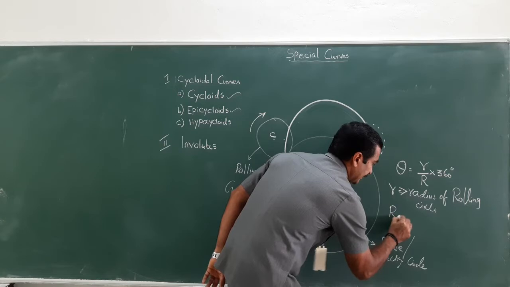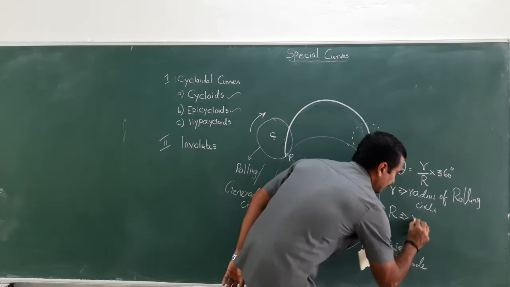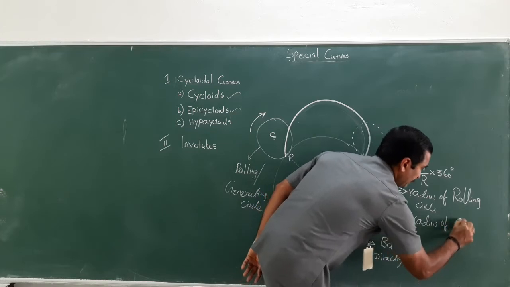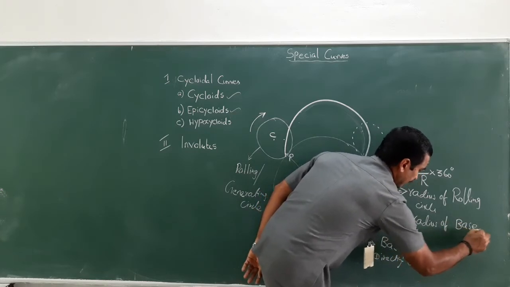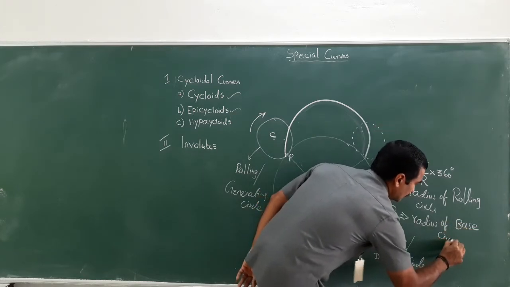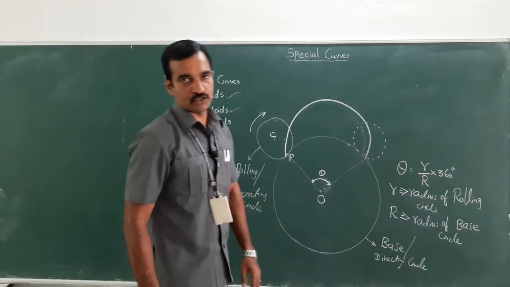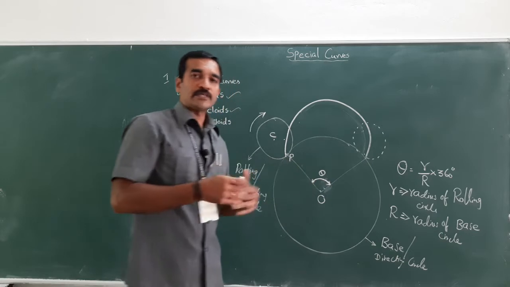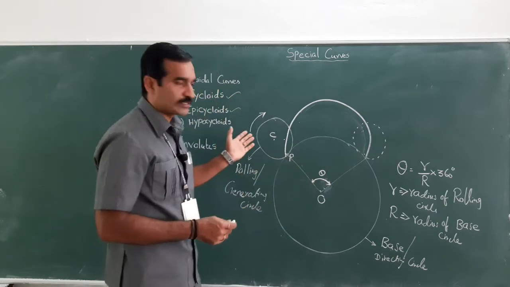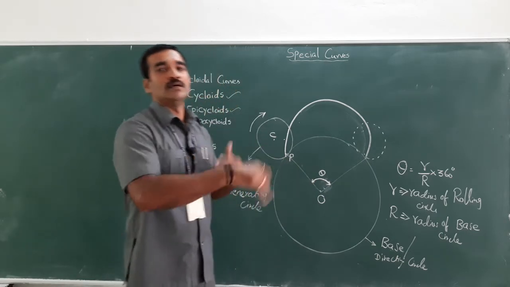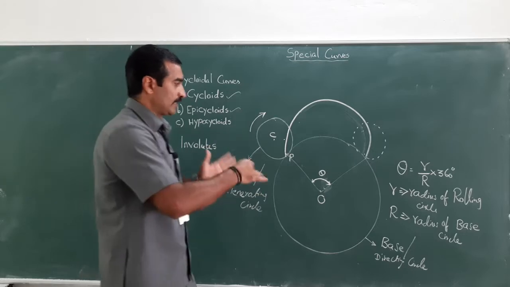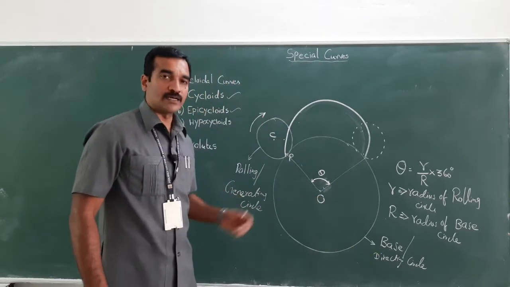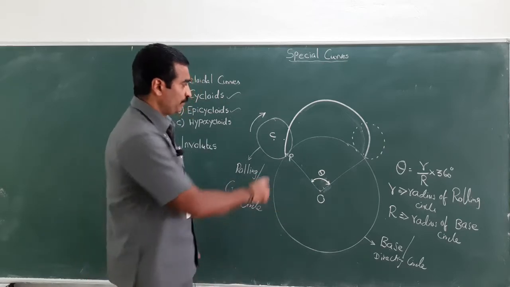And the capital R is nothing but the radius of the base circle or the directing circle. Understood? Let me just repeat. So epicycloid is nothing but a rolling circle rolling over the circumference of the other circle, which is nothing but the base circle or the directing circle.